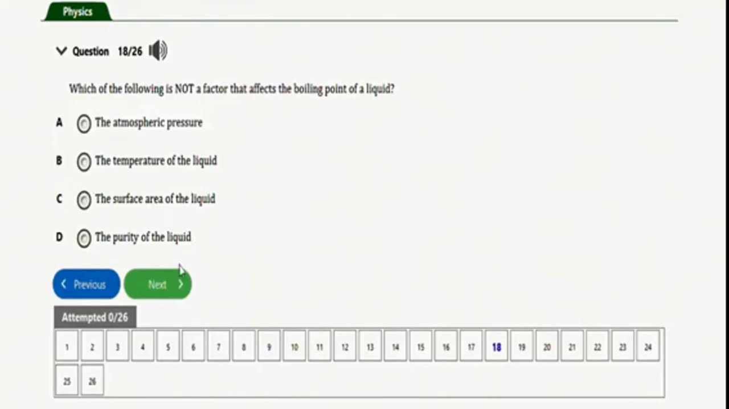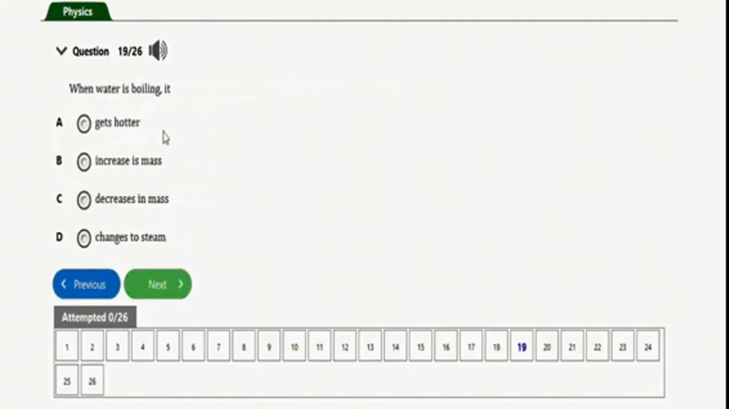Alright, the next question will be this one. It says, when water is boiling, it gets hotter, increases in mass, decreases in mass, changes to steam. The correct option is option D, changes to steam.